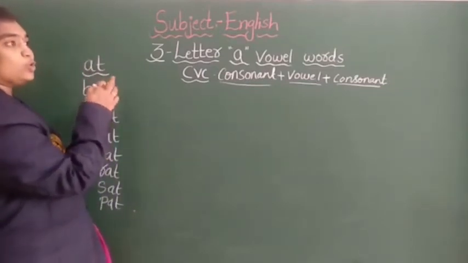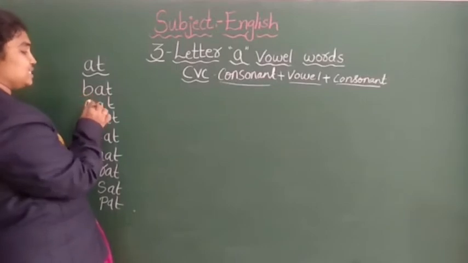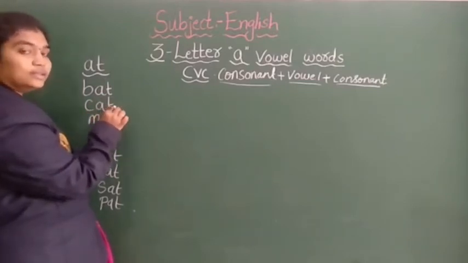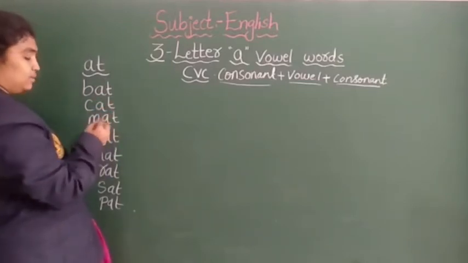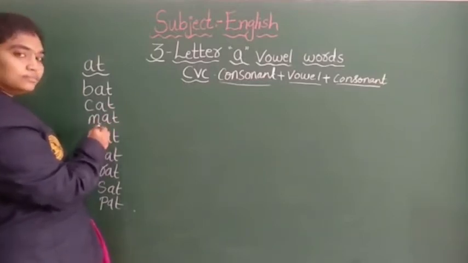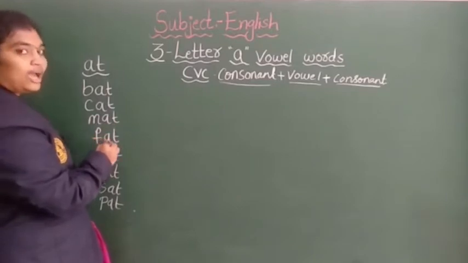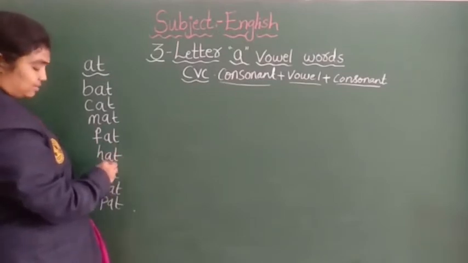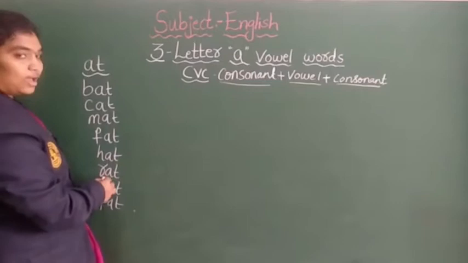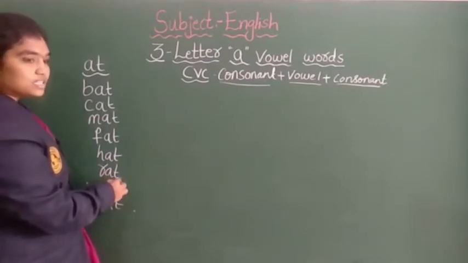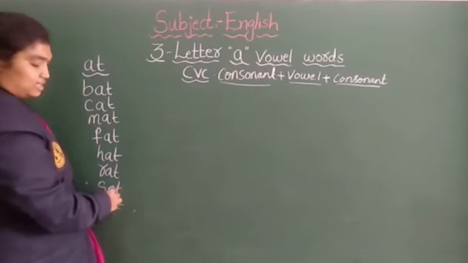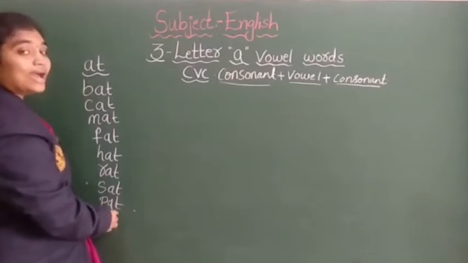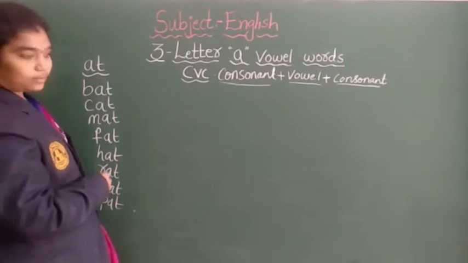Nana, in the phonics way, how do we read these words as letters? B, A, T, bat. K, A, T, cat. M, A, T, mat. F, A, T, fat. H, A, T, hat. R, A, T, rat. S, A, T, sat. P, A, T, pat. Okay, Nana? Are you understanding?